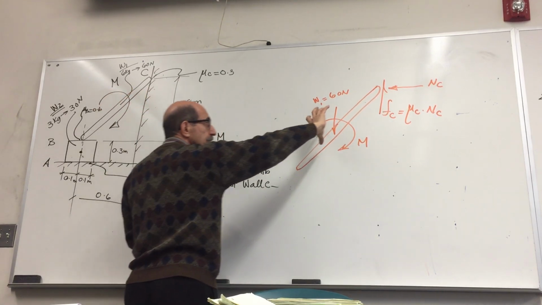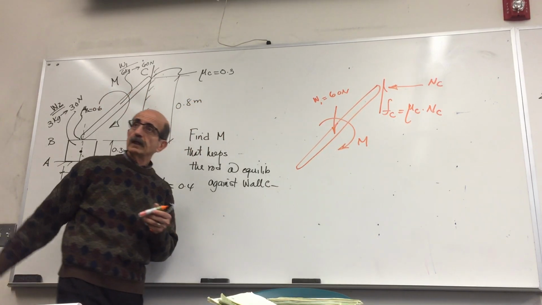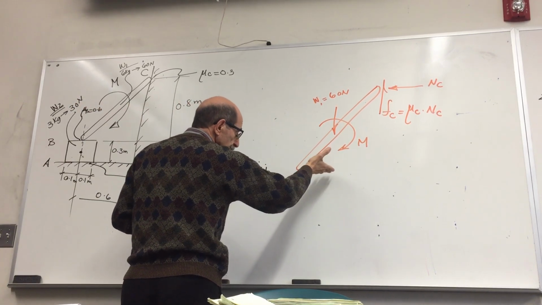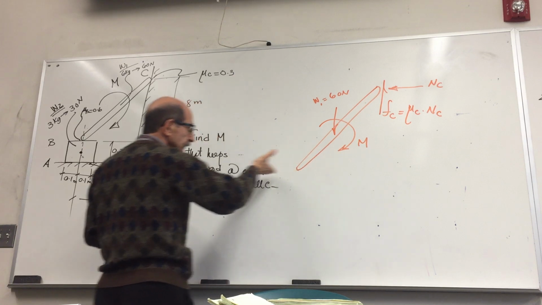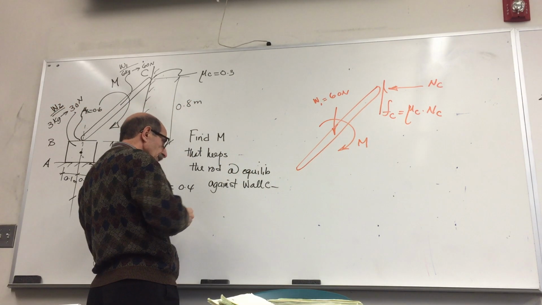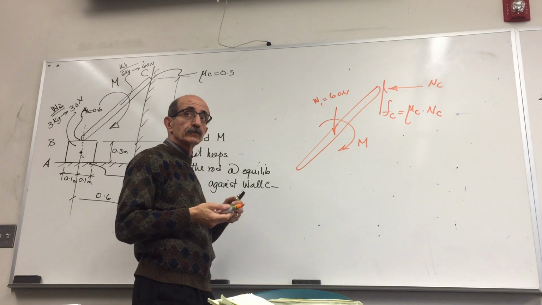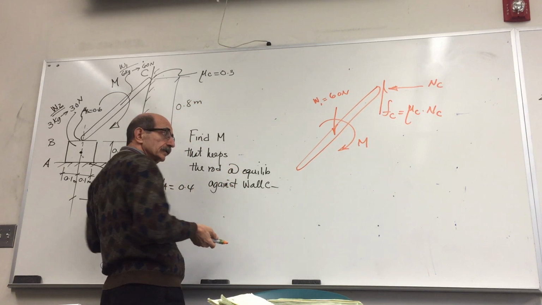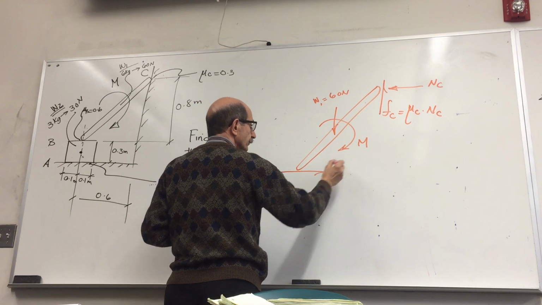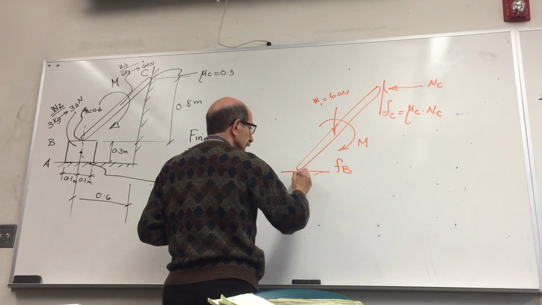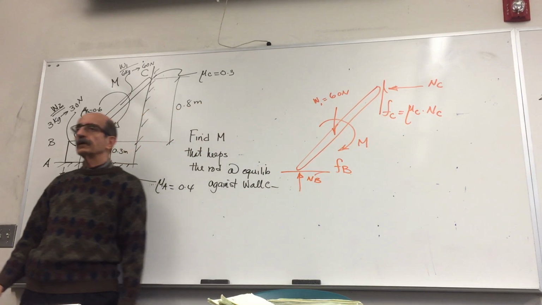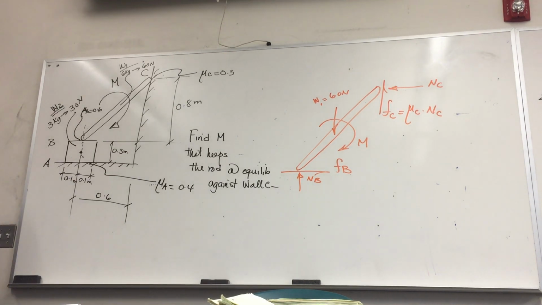If this bar moves this way due to that rotation, this tip will have the tendency of moving in this direction. So if it's going to move in this direction, what is the potential direction of the force of friction? That way, right? And there's a force at B here, right? So that's the free body diagram of the bar.